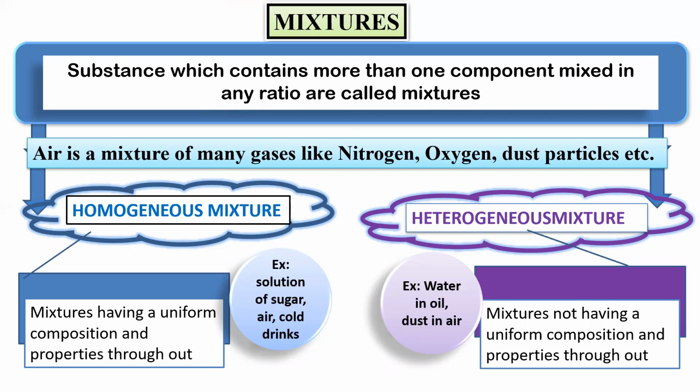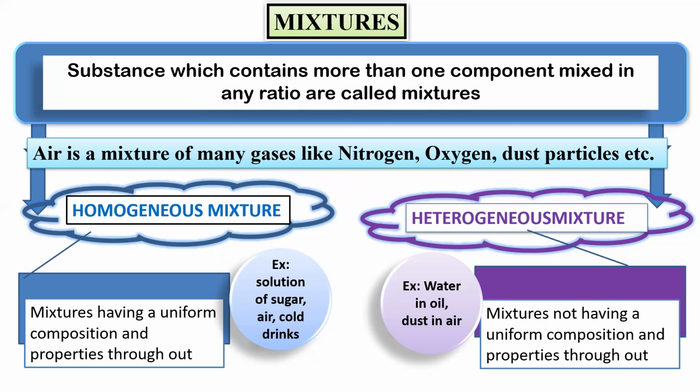Substances which contain more than one component mixed in any ratio are called mixtures. Like in air, there are hydrogen, nitrogen, oxygen. These are mixed together and it's known as a mixture. Or we can see salt and water. These are mixed together, they are known as a mixture.